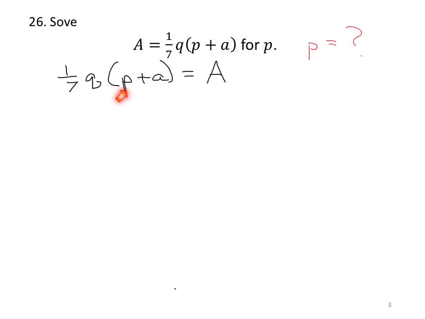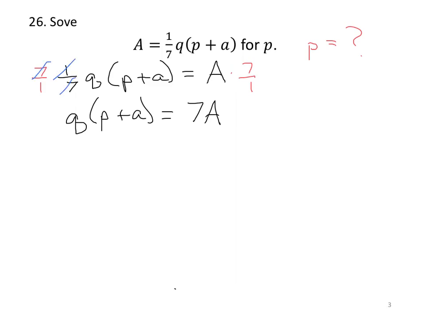Now you need to get p by itself, but before that you have to understand that p is contained in the parentheses with p plus a. So let's get rid of all of this. To move a fraction over to the other side, you multiply both sides by its reciprocal. So on the left we have q times p plus a equals, and then 7 over 1 is the same thing as 7, so we have 7a. So far so good. We've cleared the fractions because the 7's cancel.